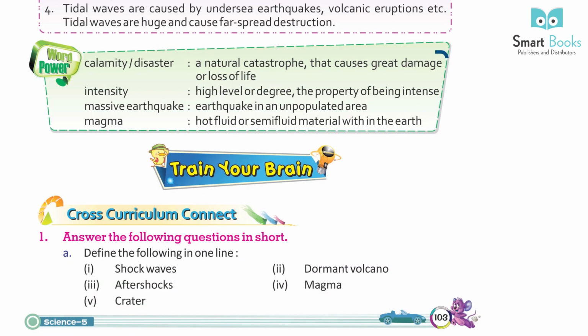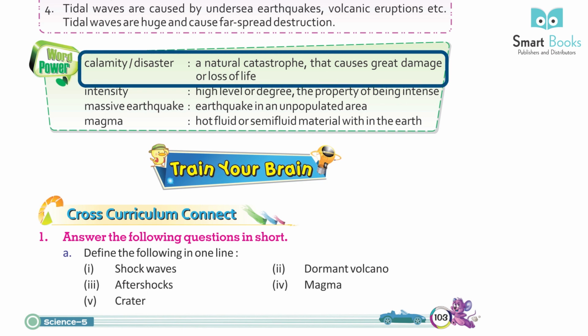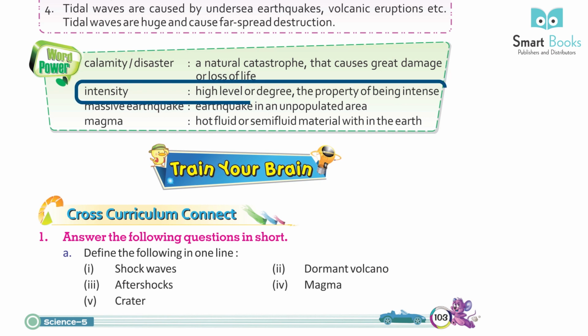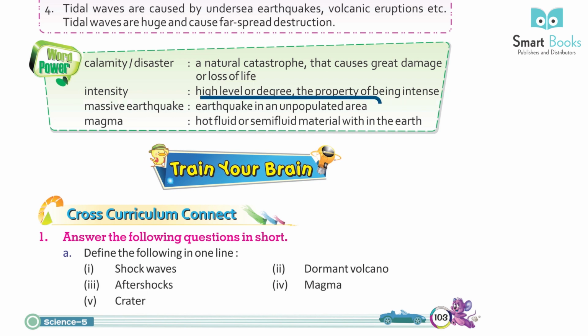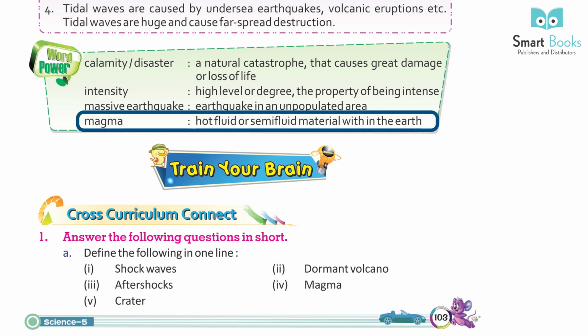Word power. Calamity: disaster, a natural catastrophe that causes great damage or loss of life. Intensity: high level or degree, the property of being intense. Massive earthquake: an earthquake in an unpopulated area. Magma: hot fluid or semi-fluid material within the earth.